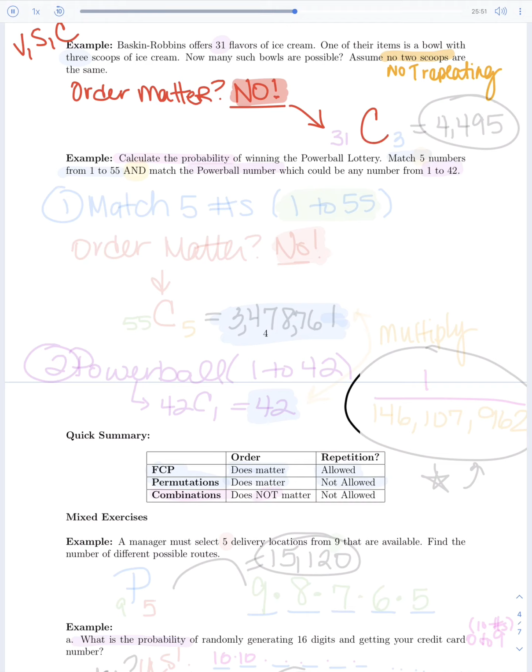Now, I need to know how many total things I'm choosing from. Well, in this one, I've got 31 flavors to choose from. So that's my total that's going to come first. Now, of those 31 flavors, how many of those am I actually going to use? Well, I'm going to be choosing 3 scoops, so I'm going to choose 3 out of the 31 flavors. And again, they told me I couldn't repeat, so I'm all set, because combinations don't allow you to repeat anyway.